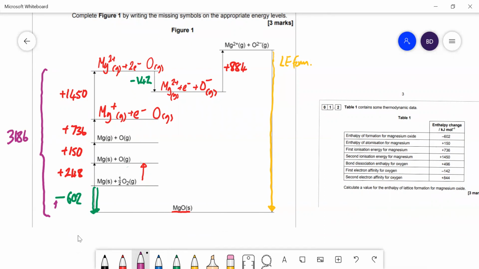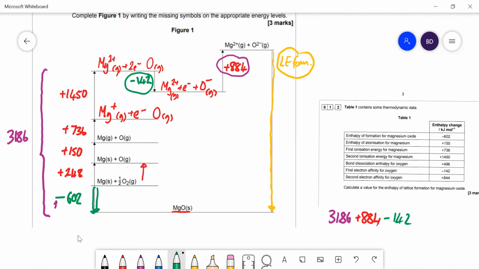3,186. Now, we want to know what this yellow number is. You can see we've got 3,186, and we've got to add that number to it as well. That's going up, so plus 884. But we went down this little bit here, so I'm going to take away that bit, minus 142. Do all that, and you get 3,928.